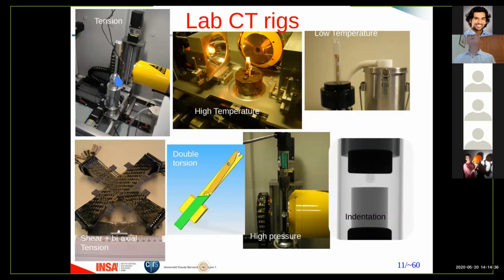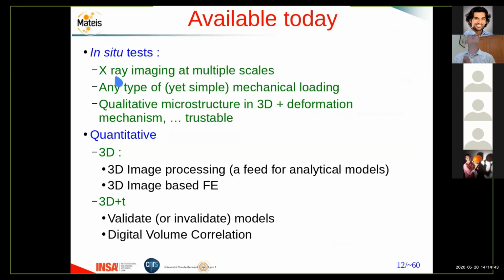Okay, so to summarize the introduction, we have a lot of tools available. We can make in-situ tests, X-ray imaging at multiple scale, any type of simple mechanical loading, and we will obtain a qualitative observation of the microstructure in 3D, but we can also deform this microstructure and understand the deformation mechanisms. And because it's non-destructive and three-dimensional, it's very highly trustable. You can really trust the quantification that you make.